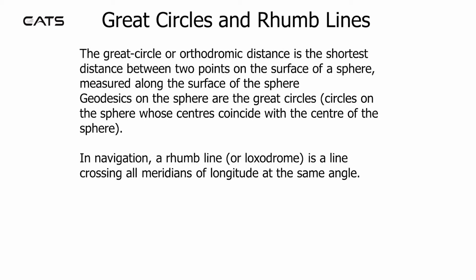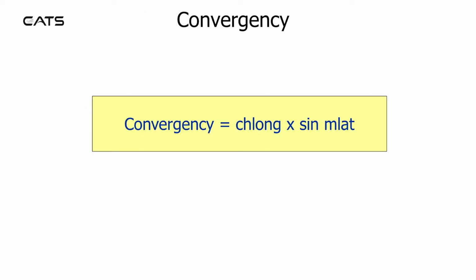Great circles and rhumb lines. The great circle or orthodromic distance is the shortest distance between 2 points on the surface of a sphere, measured along the surface of the sphere. Geodesics on the sphere are the great circles, circles on the sphere whose centres coincide with the centre of the sphere. In navigation, a rhumb line or loxodrome is a line crossing all meridians of longitude at the same angle. The formula of convergency is change in longitude multiplied by sine mean latitude.